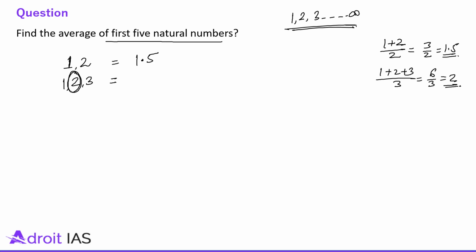These are three consecutive terms. We just remove one term from here and one term from here, and exactly the middle term will be the average.